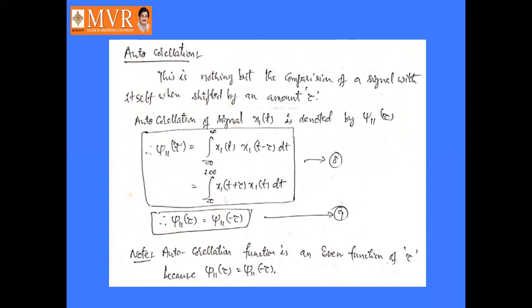So J11 of tau is equal to the integral from minus infinity to infinity of x1 of t into x1 of t minus tau dt. Or we can define this as the integral from minus infinity to infinity of x1 of t plus tau into x1 of t dt. That is equation number 8. Then J11 of tau is equal to J11 of minus tau. That is equation number 9. The autocorrelation function is an even function of tau. Hence J11 of tau equals J11 of minus tau.